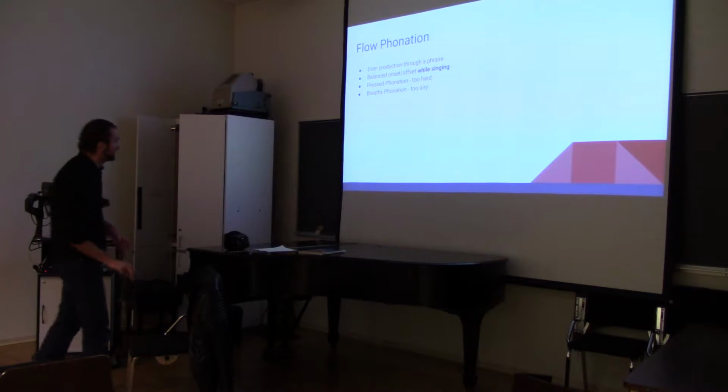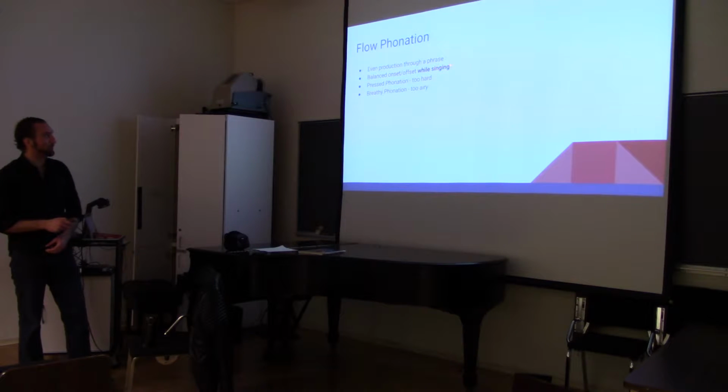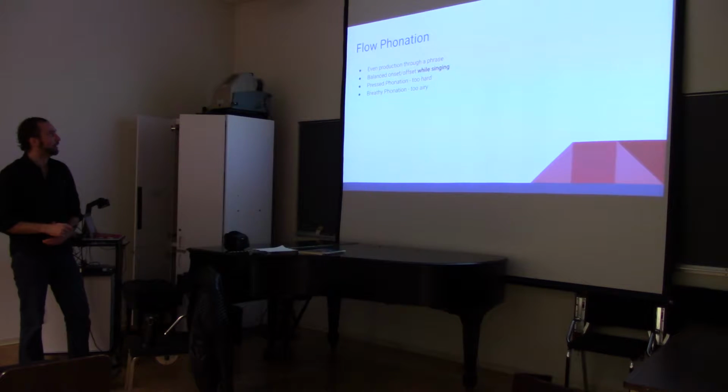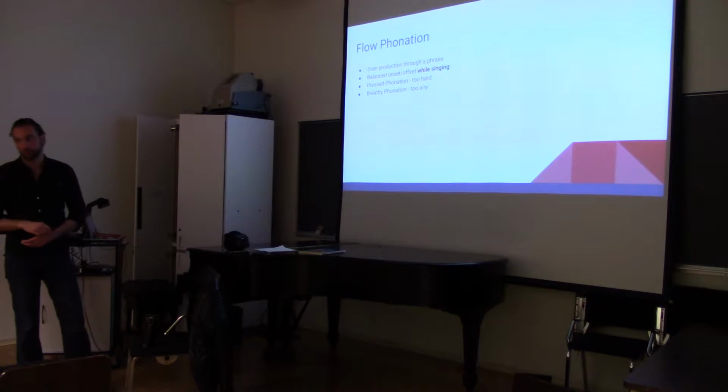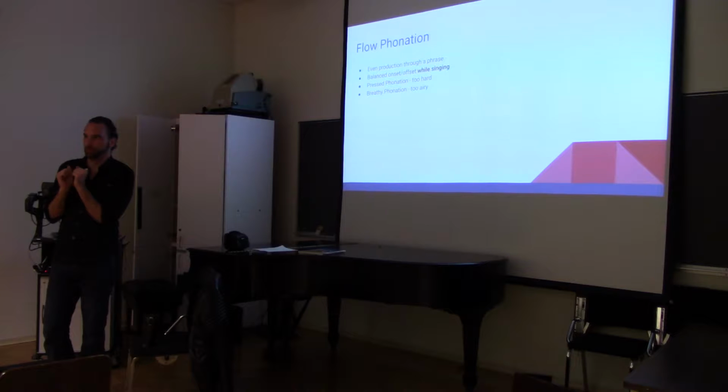So flow phonation: even production through a phrase, balanced onset and offset while singing is basically what it means. So you're not singing pressed or singing breathy. Pressed phonation is too hard, breathy phonation is too airy. We talked about some of that, especially with the science stuff with the spectral slope, right? When you're pressed, because your folds are together more, you get more harmonics and they hit harder. And when you're breathy, they're more loose and open, so you don't get as many harmonics and you don't get your singer's formant, right?